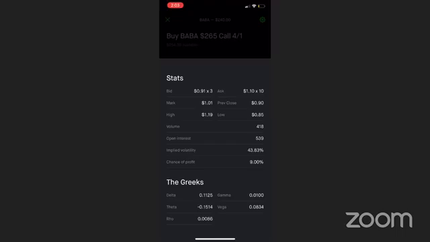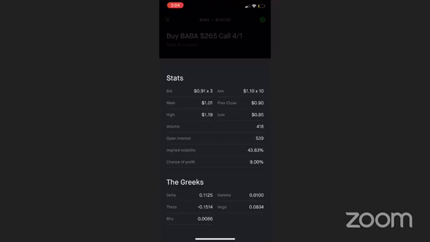Delta is 11. And look at how high that theta is. That theta burn, because you are so far out of the money, the time is accelerated against you. You're losing 15 cents a day on each contract. So keep in mind the 265 strike on Alibaba. Look at the delta, look at the theta, look at the chance of profit. This is deep out of the money. That's the 265.